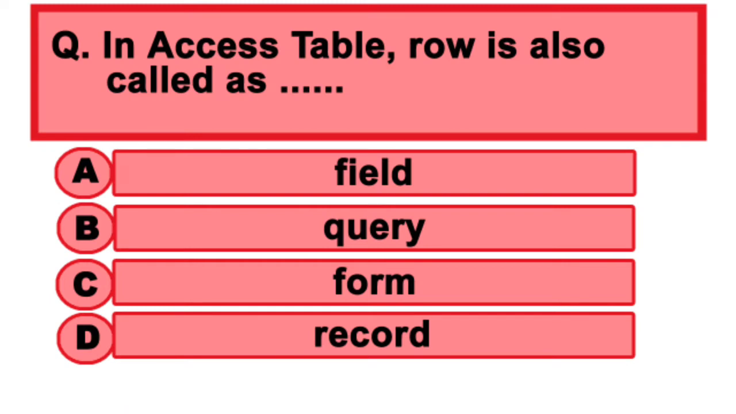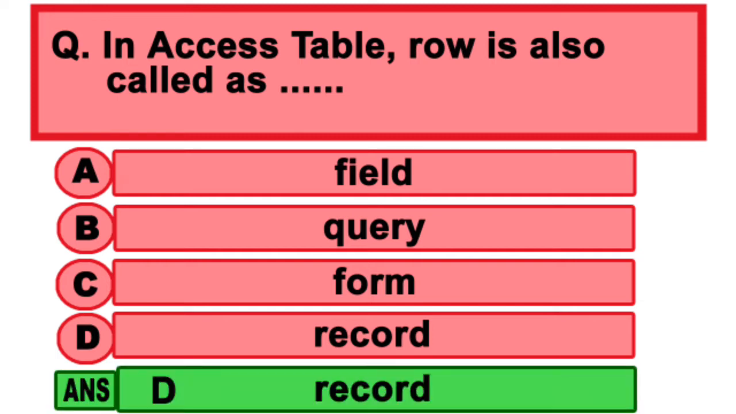In Access table, row is also called as, the options are A. Field, B. Query, C. Form, D. Record. Let's see the options one by one. Field. A field in MS Access is a piece of information related to a single person or thing.